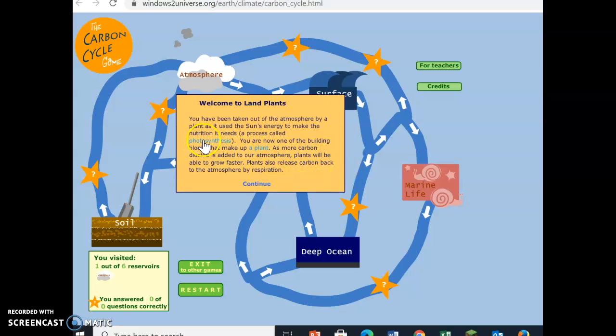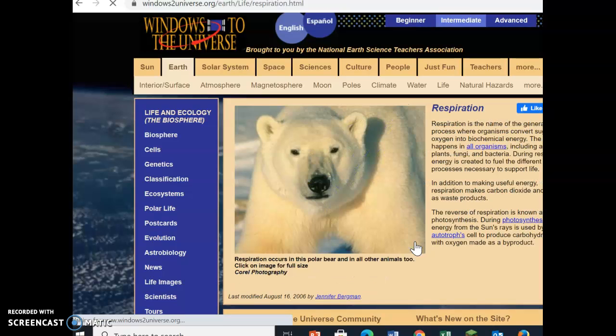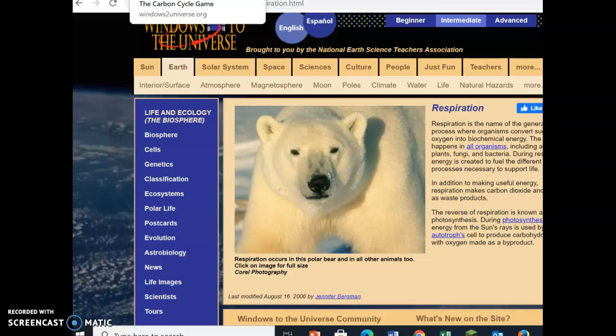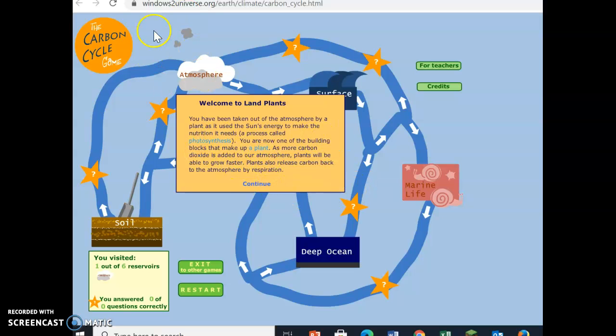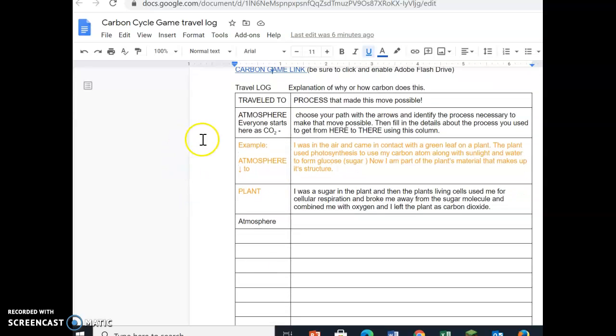So I can click on photosynthesis. It's going to explain more about photosynthesis. And again, the reverse process of photosynthesis is known as respiration. I want to click on that, make sure I read up on the respiration that both plants and animals do. And now, before I continue, I want to go back to my log and fill it out. So I started in the atmosphere, okay, and I ended in the plant.